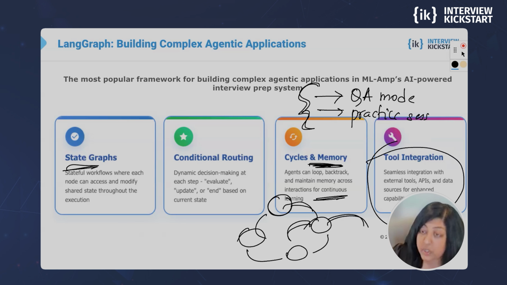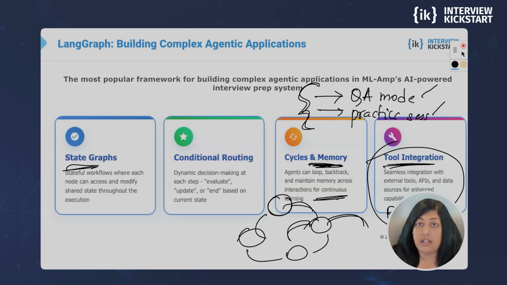LangGraph also allows for tool integration, and I've leveraged this within MLAMP to integrate the RAG vector search tool in one of my agents. RAG is not the whole focus of MLAMP. I want to call that out, if I haven't already mentioned it before. RAG is not the sole focus. It's one of the tools that the agentic workflow leverages in both the QA mode as well as in the learner's practice session mode. And LangGraph easily allows for tool integrations, and that's what I've tapped into via MLAMP.